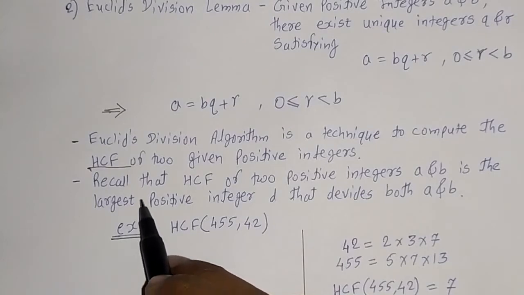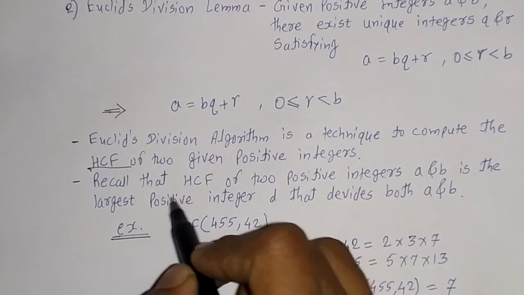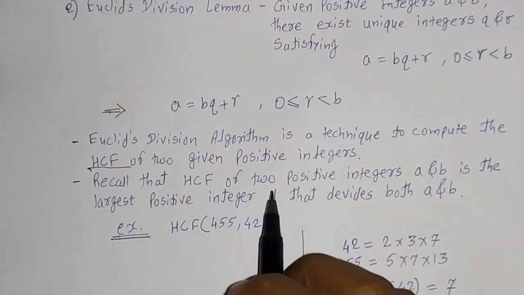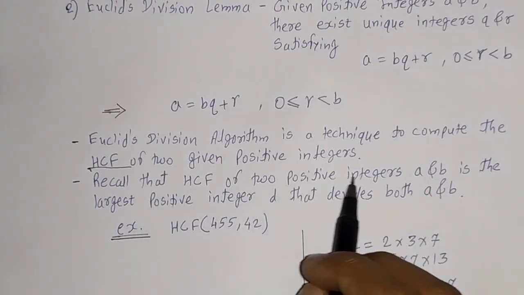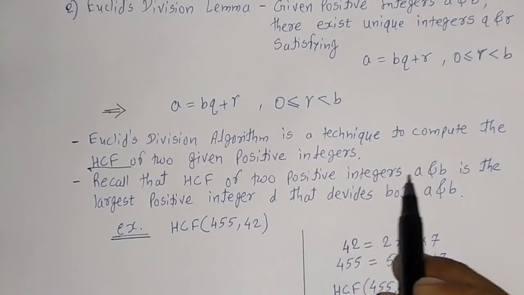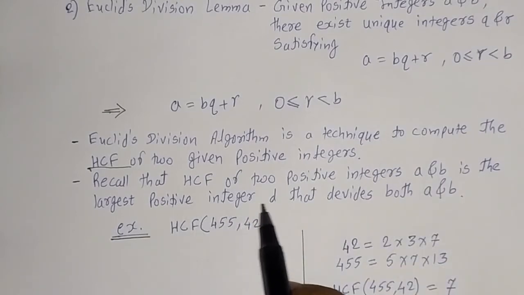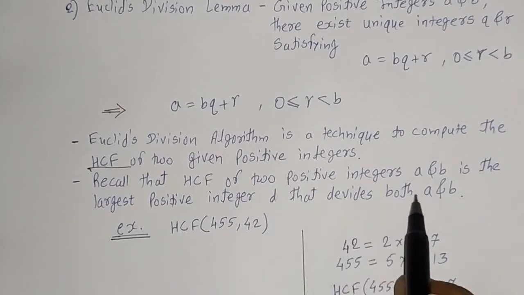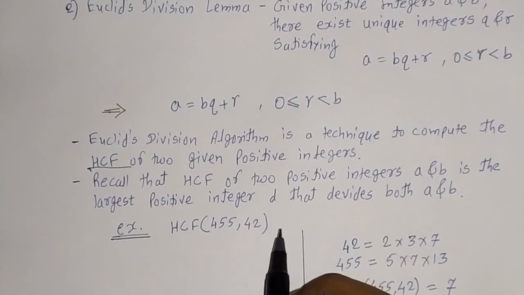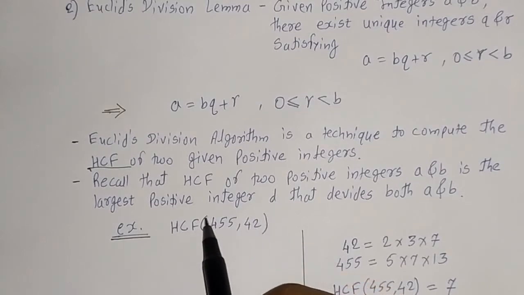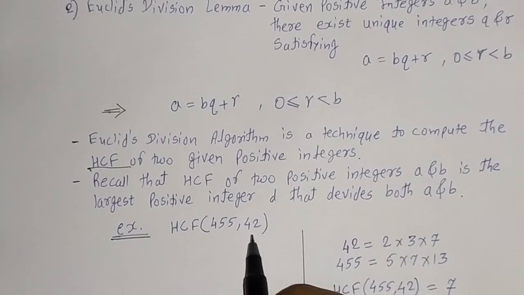So what is the HCF? Just recall the concept of HCF. HCF of any two positive integers a and b is the largest positive integer d that divides both a and b. So we have to find the largest number which can divide the given two numbers. That is called as HCF.